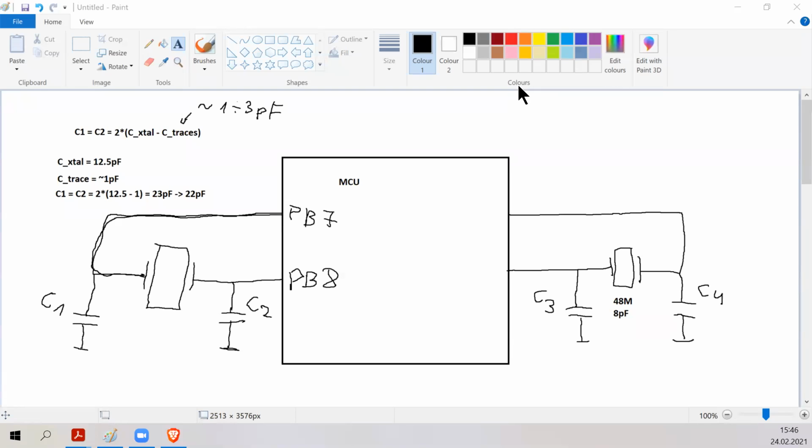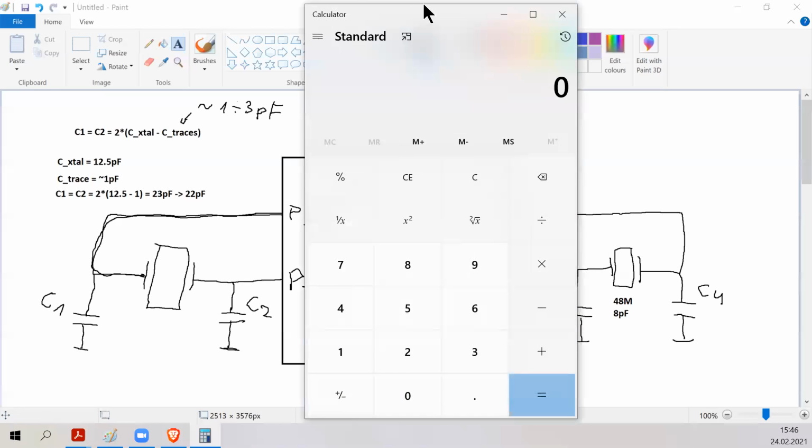So any guesses? Okay, 14 picofarad. That's true. Let's maybe calculate the interval. So 14 picofarad would be at 1 picofarad of stray capacitance. And what if the stray capacitance is 3 picofarad? How much would it be then?